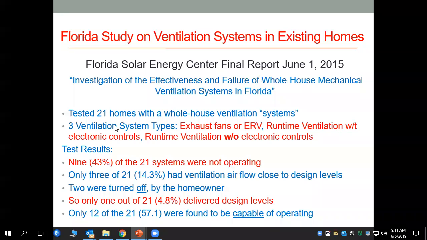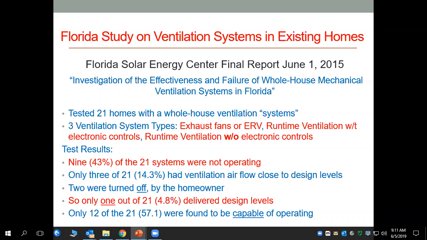All right, 21 houses, 3 types of ventilation systems: exhaust fan or ERVs, runtime ventilation with electronic controls, runtime ventilation without electronic controls. Test results: 9 of the 21 were not operating. 3 of the 21, that's 14%, had ventilation airflows close to design levels. 2 were turned off by the homeowner, admittingly turned off by the homeowner. So only 1 out of 21, 4.8%, actually delivered design levels.